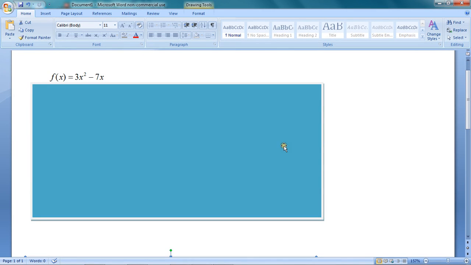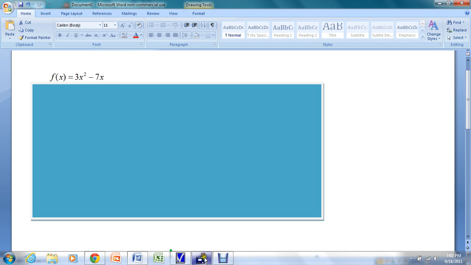Today we're going to start talking about finding the equation to a line tangent to a graph. So I'm going to start with this equation, 3x squared minus 7x. It's a standard quadratic function, a little bit of shift to it.